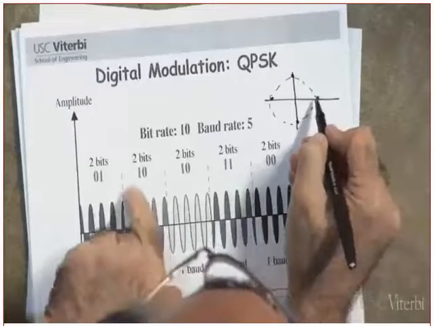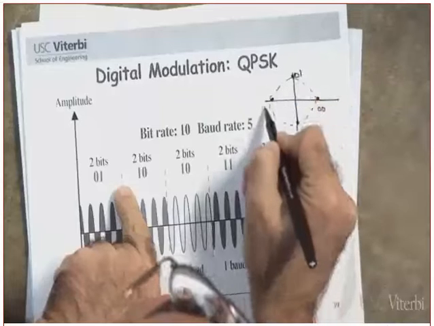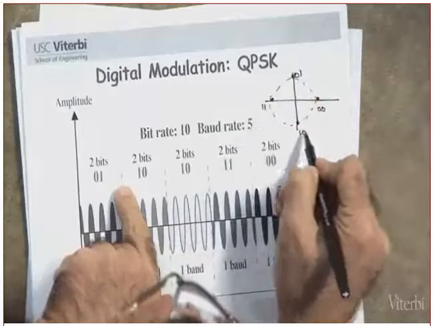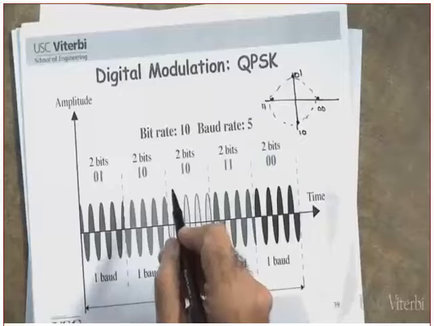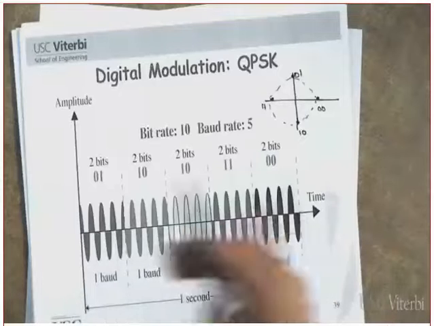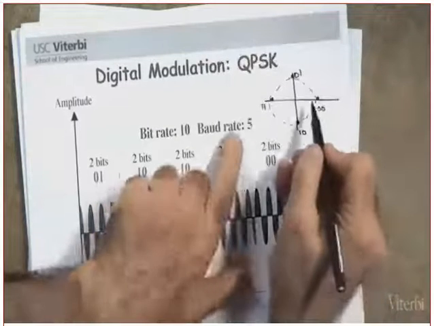If this symbol, let's assume this one represents what? 0,0. This one is 0,1. This one is what? 1,1. This one is what? 1,0. This representation, by the way, later on we'll call it what? Gray coding, where one bit will be changing when you go from one symbol to an adjacent symbol. Don't worry about it right now. Just answer me the following question.